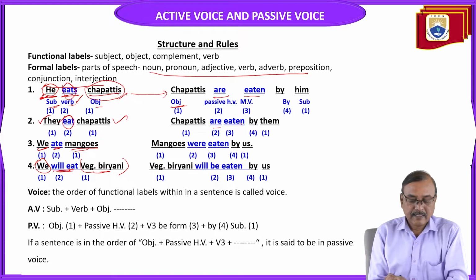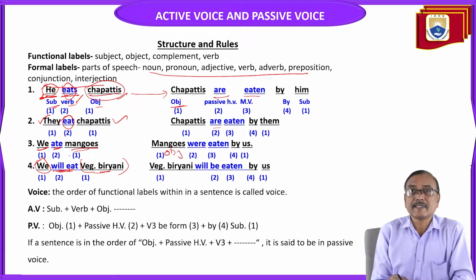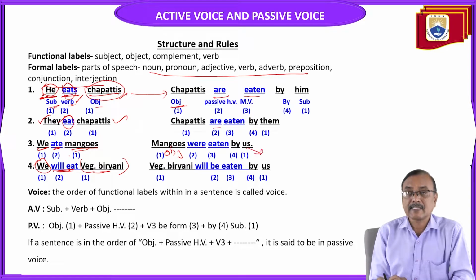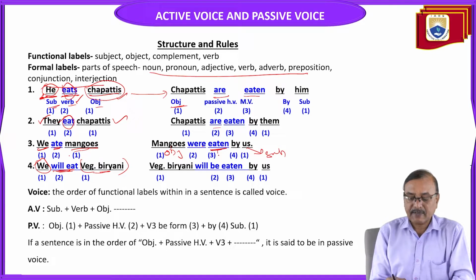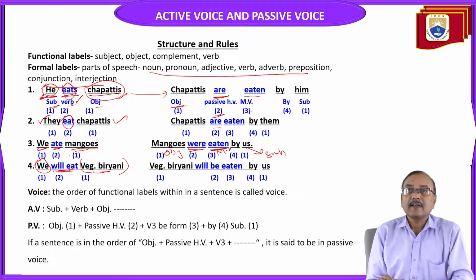Next, we ate mangoes. Mangoes were eaten by us. Here mangoes, the object, is coming first. Us is the subject. Eaten is the main verb, and were is the passive helping verb. Were is the passive helping verb, this is 2. The main verb is 3. And then by.